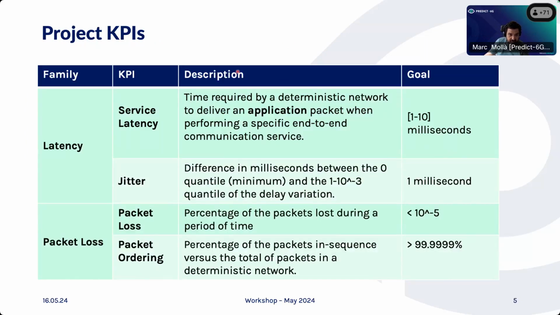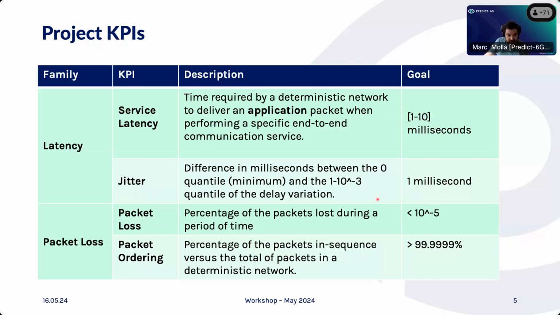Okay. The first family that we are working on is obviously latency. Here we're working with service latency, which is highly dependent on the application, not only because each application has its own traffic model, but also because depending on the application, we will have 1, 2, 3, 4 journeys through wireless networks. This is the reason that for service latency, we have a wide range of goals in the KPIs, which depends on the number of times that we use the radio access.